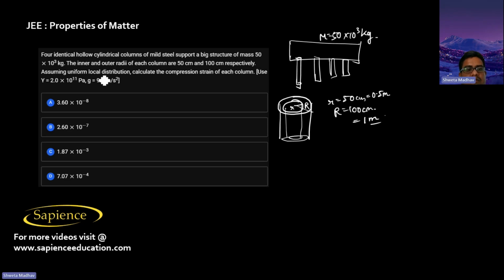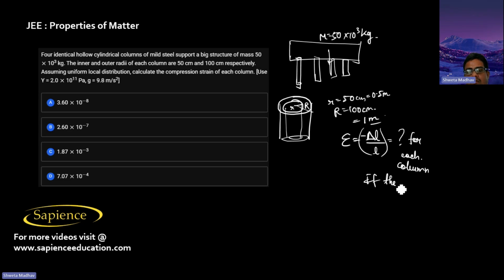Then, assuming uniform load distribution, calculate the compression strain of each column. So the compression strain, that is minus delta L by L, that value we have to find for each column if we assume that there is uniform distribution of the load.